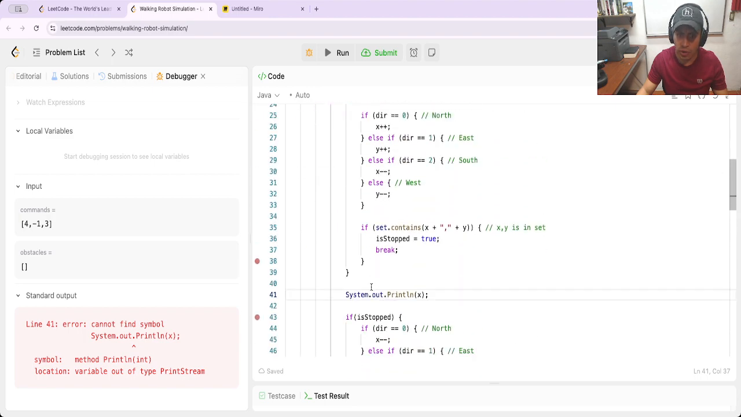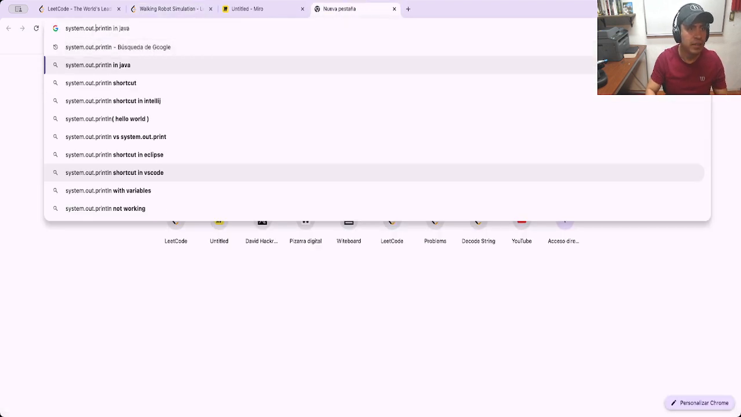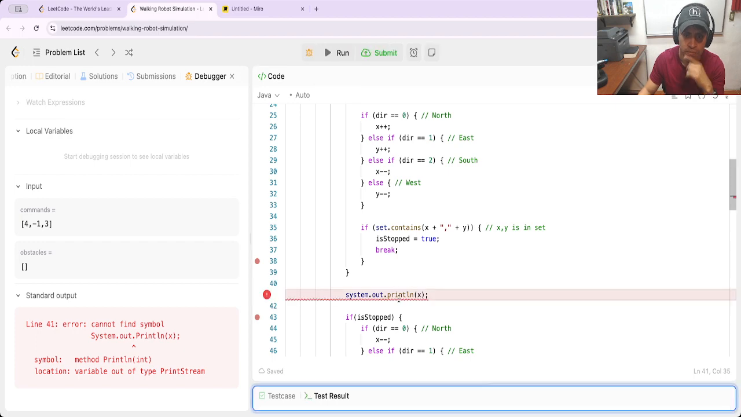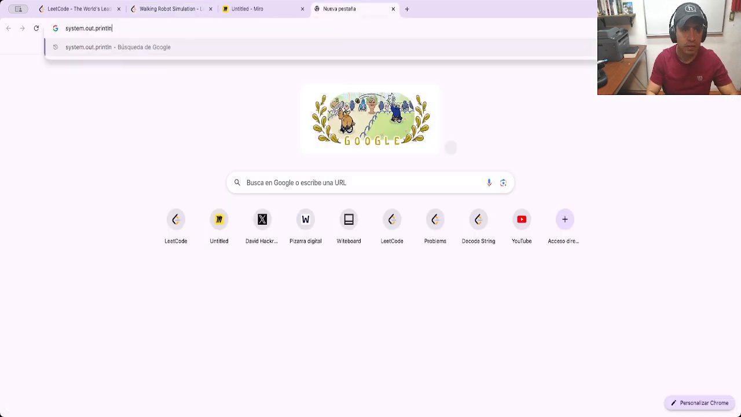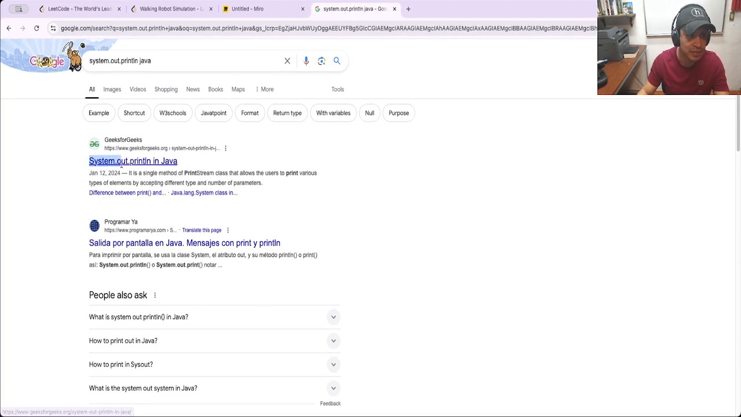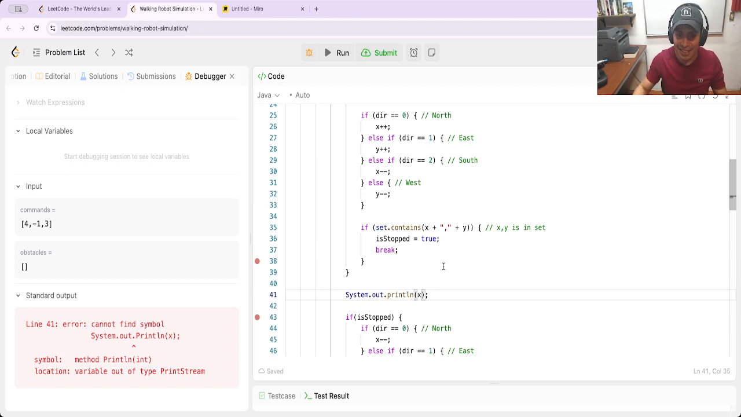I wrote it wrong. Print. I don't remember very well. This is print line. Yeah, it's okay. It's system. One moment. Many times I have done that I don't use this function. Yeah, system dot out dot print line. Okay.